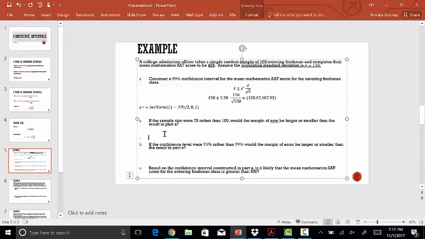Alright, next part of the question, it says, if the sample size were 75 rather than 100, would the margin of error be larger or smaller than the result in part A? Well, in this case, you're going to have a larger margin of error, because if you have a smaller sample size, you'll have a bigger interval.